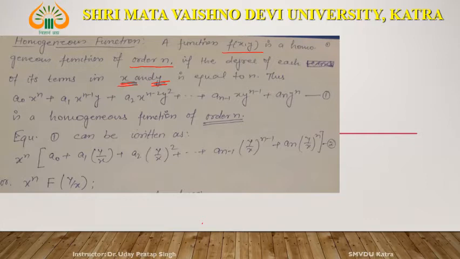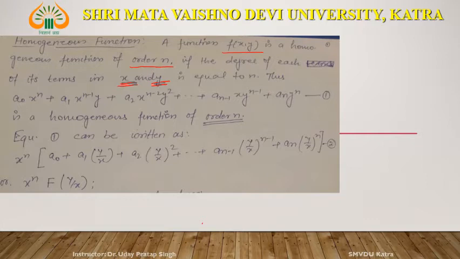For example, consider equation 1, a polynomial of nth degree in two variables: a0 x^n + a1 x^(n-1) y + a2 x^(n-2) y^2 and so on, up to a(n-1) x y^(n-1) + an y^n. Let us suppose this is equation number 1. This is a homogeneous function of order n, or degree n.